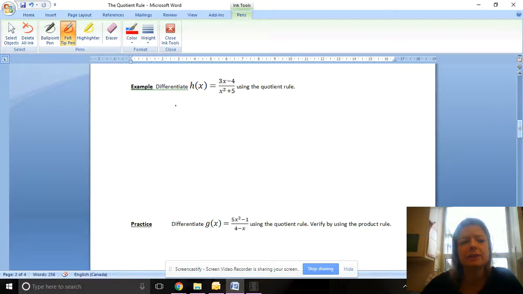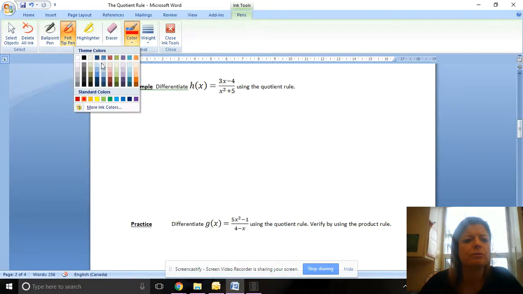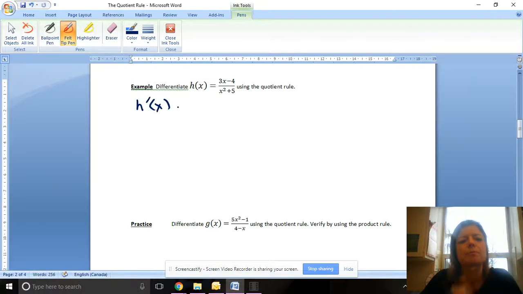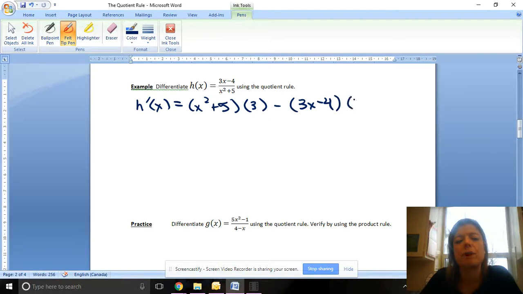So let's actually differentiate this using the quotient rule. Okay. So we have our top and we have our bottom. So when I'm talking about top, I mean the whole thing, 3x minus 4, and the bottom is x squared plus 5. So we start with the proper notation, h prime at x. So we do the bottom, x squared plus 5, times the derivative of the top, 3, minus the top, 3x minus 4, times the derivative of the bottom, which is 2x, all over the bottom squared.